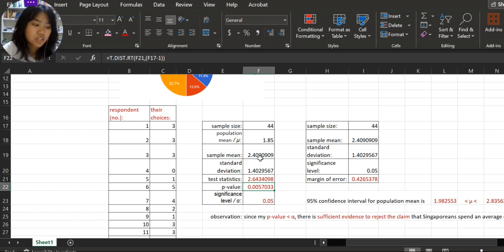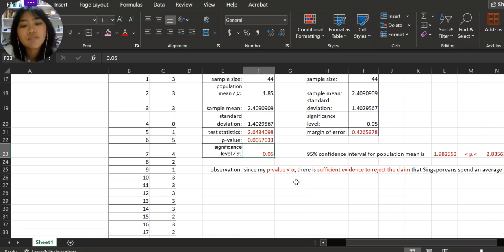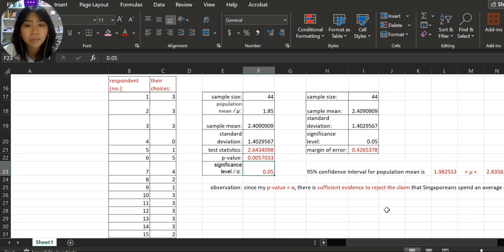and the p-value calculates the probability of getting a sample statistic or a more extreme sample statistic in the direction of alternate hypothesis when the null hypothesis is true. Alpha, which is the significance level, which is also 5%, it's basically the probability of an error in making conclusion to reject the null hypothesis. So since my p-value is lesser than my alpha, I can reject my claim.